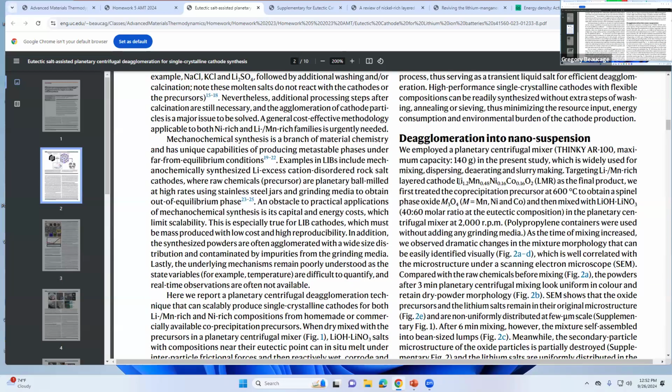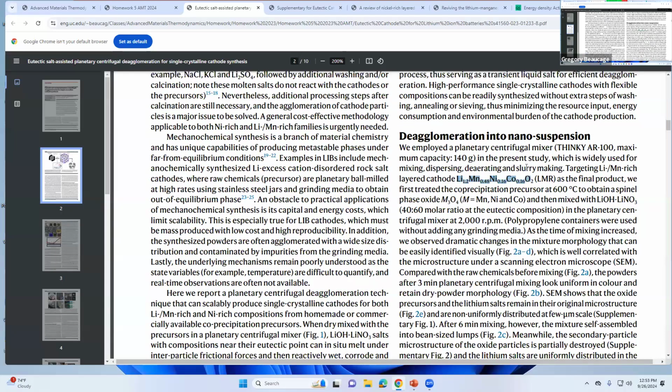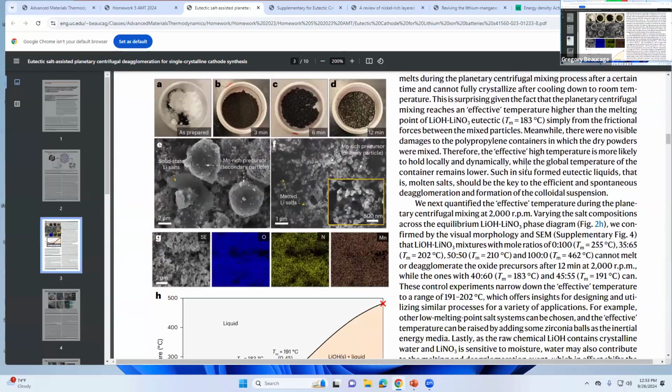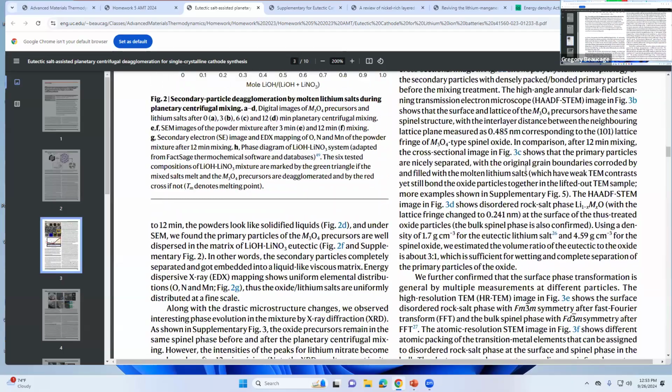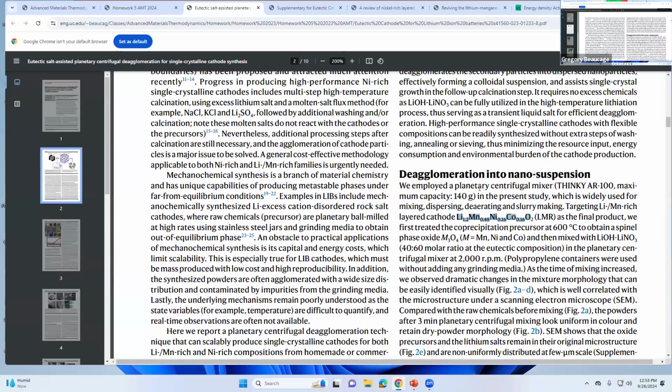Here, this is the material they're looking at, right? So the LMR is this lithium, manganese, nickel, cobalt oxide. That's a cathode. This is like a research cathode, and there's another cathode. It's more like an applied cathode that we look at later on. Basically, this is the one we're mostly interested in.